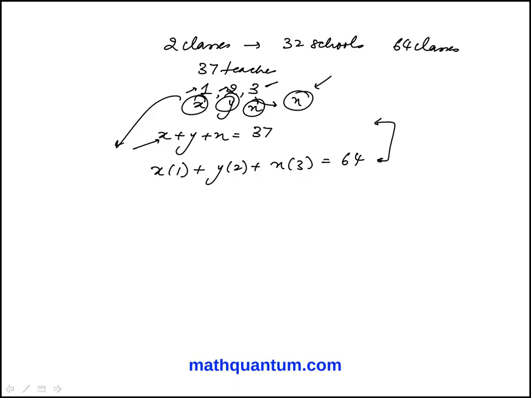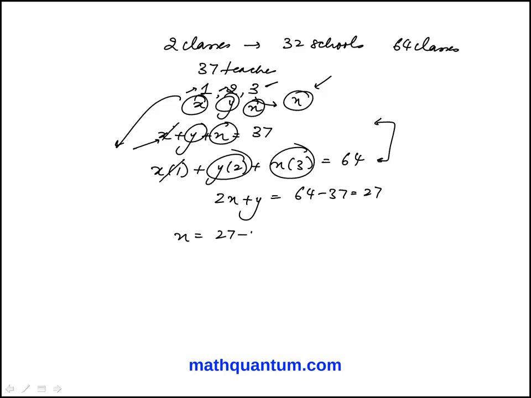So I'm going to subtract the top one from the bottom. So the x term would drop out. I'm going to get 2n plus y, because I have a 3n here and an n, 2y, and a y, is equal to 64 minus 37, which is 27, which means n is (27 minus y) over 2.